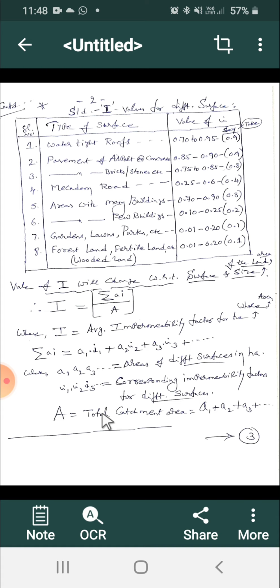See, the 10 marks question is a compulsory question. Remember it. This problem will arise in your question paper, 100% guarantee. That is why I am stressing many times how to solve this problem. A is the total catchment area, that is, if you add all those areas, you will get this A. This I we will know, so this is a constant.